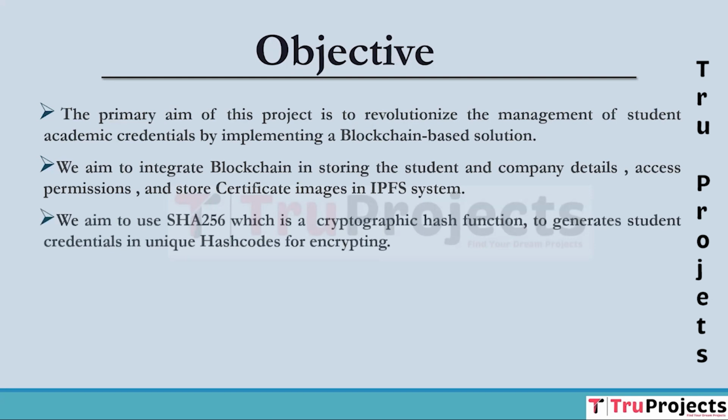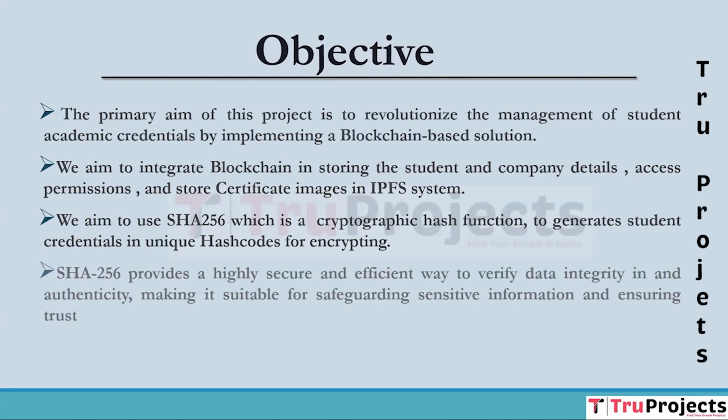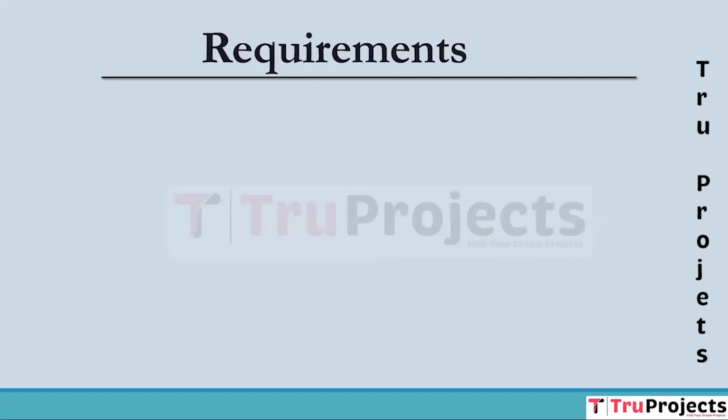We aim to utilize SHA-256, which is a cryptographic hash function. SHA-256 is employed to generate unique hash codes for student credentials, such as certificates. These hash codes serve as a secure and efficient means of data encryption and validation. SHA-256 is known for its high level of security, making it suitable for protecting sensitive information. It is particularly useful for verifying data integrity and authenticity, enhancing trust in the system.